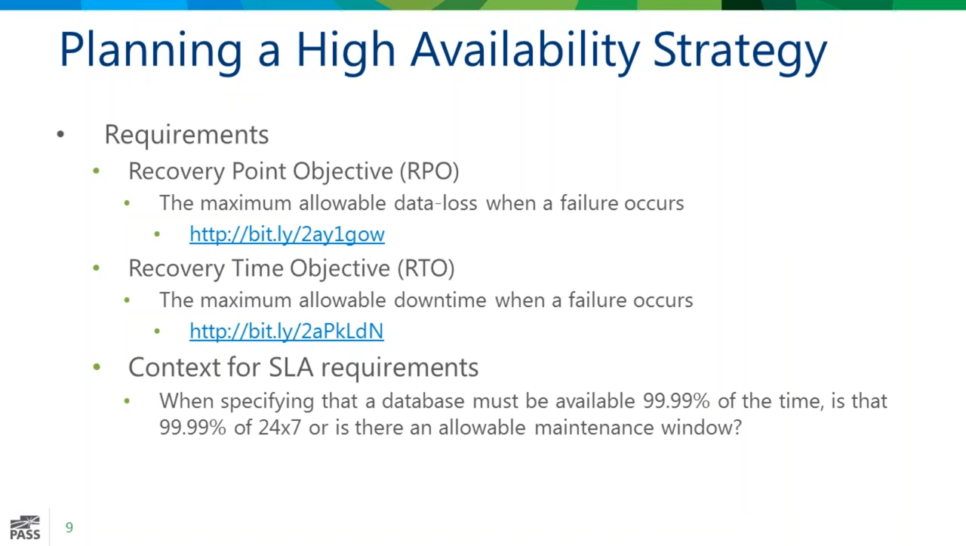What you want to do is find out through talking to your business what your HADR requirements are. And there's two main requirements that are always talked about here. The first one is called recovery point objective, or RPO. And that just means the maximum allowable data loss that you can have when some sort of failure occurs. And of course, if you go to the business as the DBA and say, well, how much data can we afford to lose? Well, they're going to come back and say, none. We can't afford to lose any data.